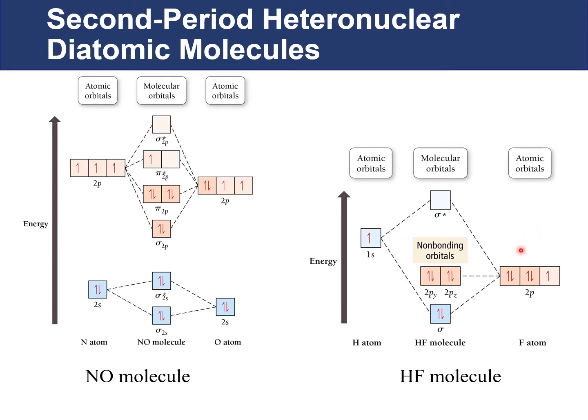Our total bond order for HF would be: we have 2 electrons in our bonding orbitals. We have 4 in non-bonding orbitals, so these do not count towards or remove from our bond order, and then 0 electrons in our antibonding. So we have 2 minus 0 is 2, divided by 2 is 1. So the expected bond order for hydrofluoric acid, HF, is 1.